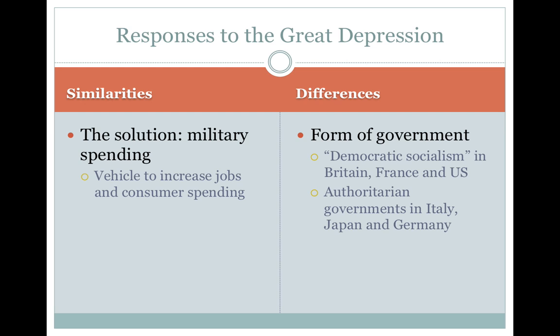The difference is that in Italy, Japan, and Germany, the Depression creates support for an entirely new form of government. And you'll read about these for Thursday, but ultimately those three countries have a change in government that allows them to form the Axis powers and ultimately fight World War II against Britain, France, and the United States. So the Depression has the effect of increasing discontent in Italy, Japan, and Germany. That discontent helps support authoritarian governments, which then leads to World War II.